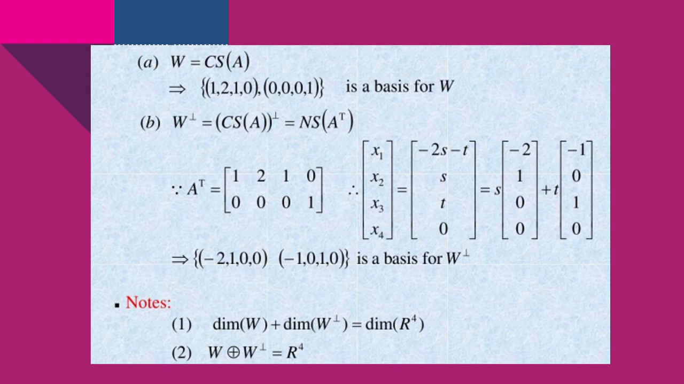For part B, the orthogonal complement of W equals the null space of A transpose. Solving A transpose x equals 0, we find that x1, x2, x3, and x4 can be written using two free variables s and t. Splitting these into two separate vectors gives us the basis for W perp, which is (-2, 1, 0, 0) and (-1, 0, 1, 0).